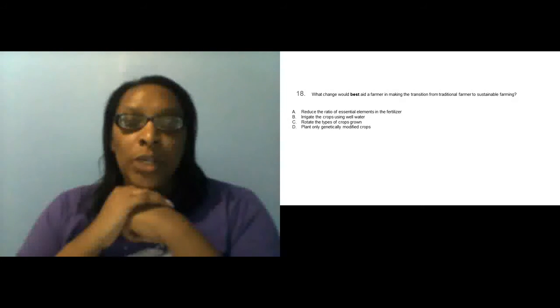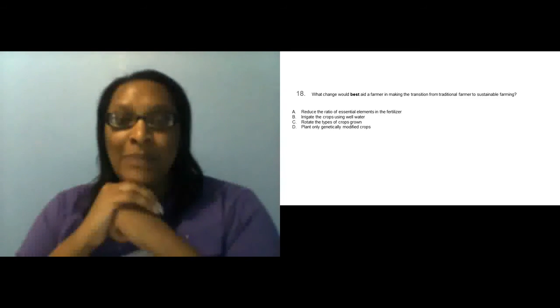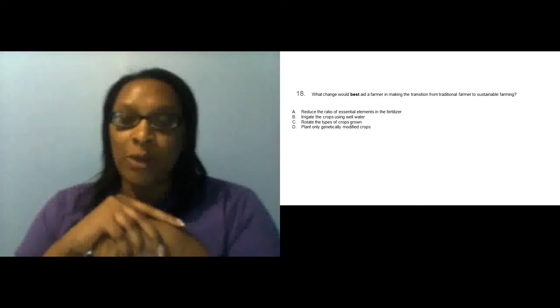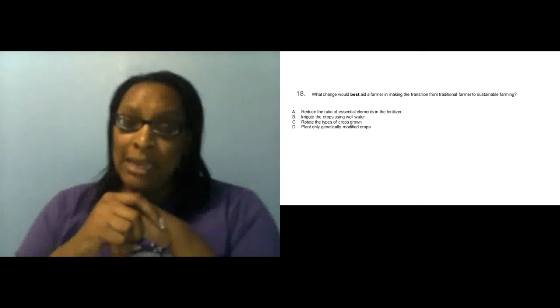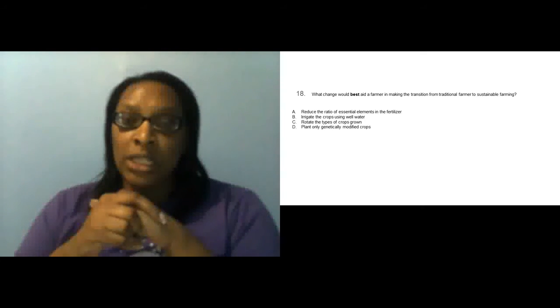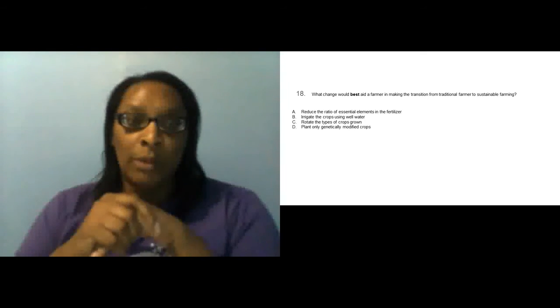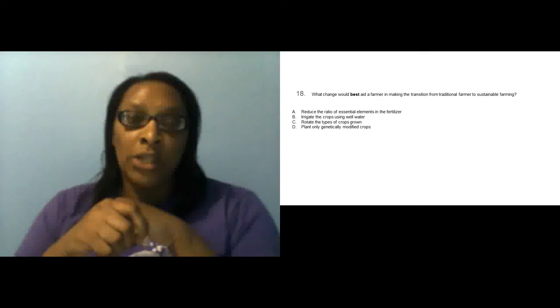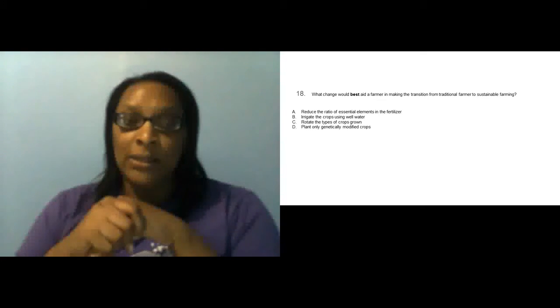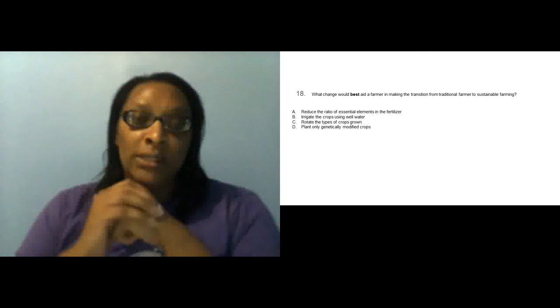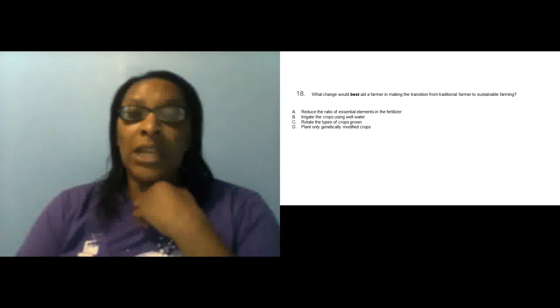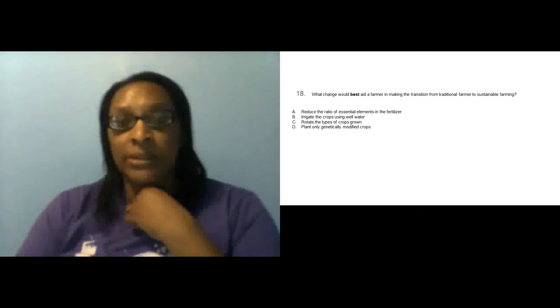Number 18. What change would best aid a farmer in making the transition from traditional farming to sustainable farming? A, reduce the ratio of essential elements in the fertilizer. B, irrigate the crops using well water. C, rotate the types of crops grown. Or D, plant only genetically modified crops.